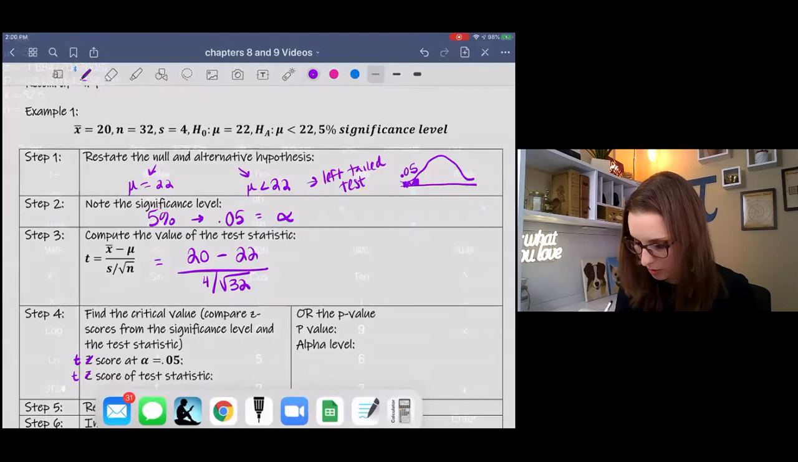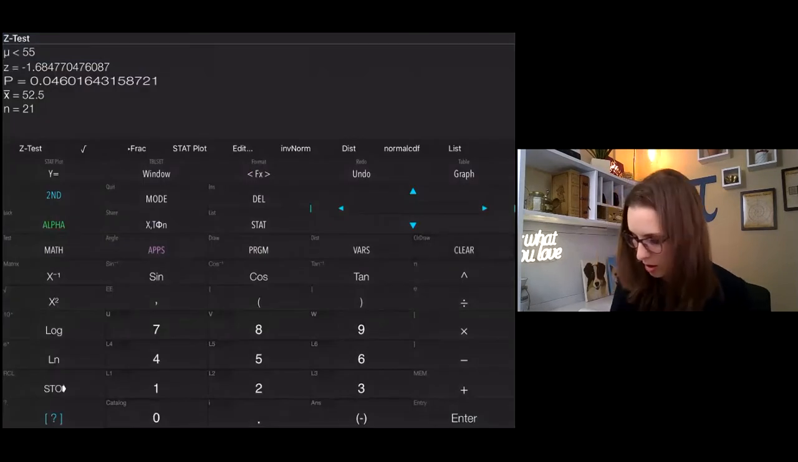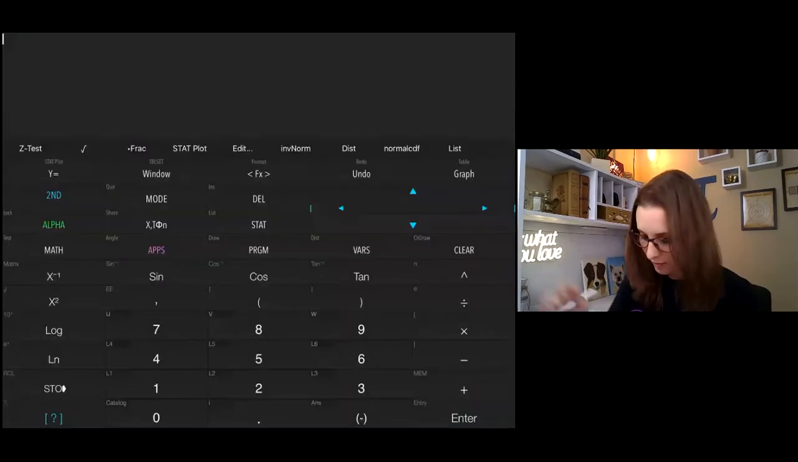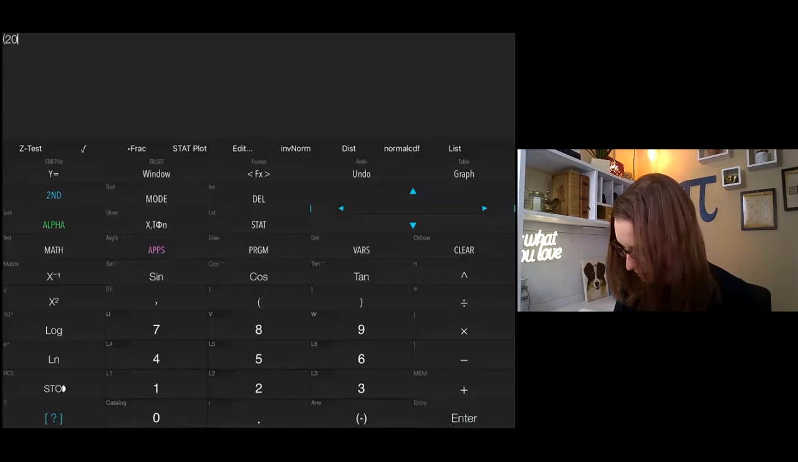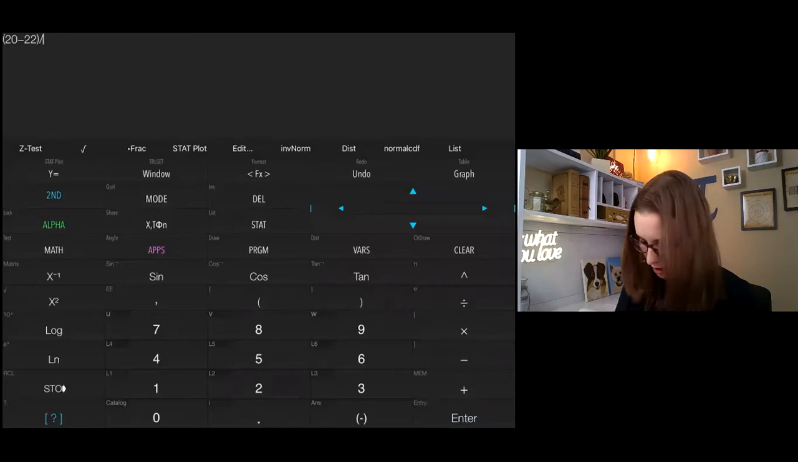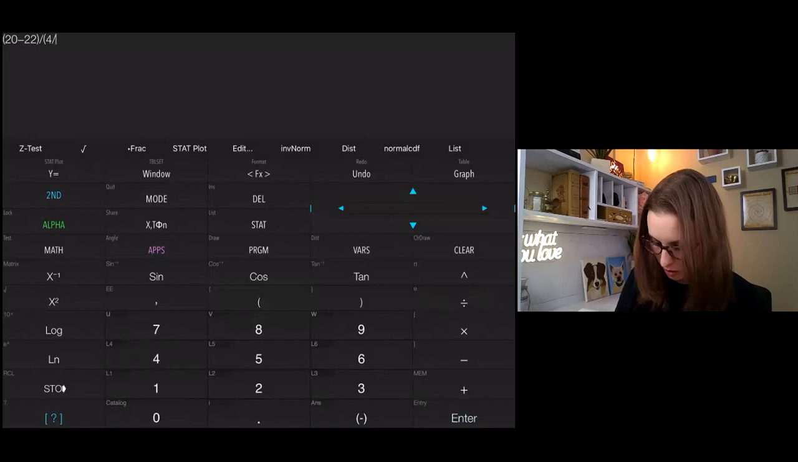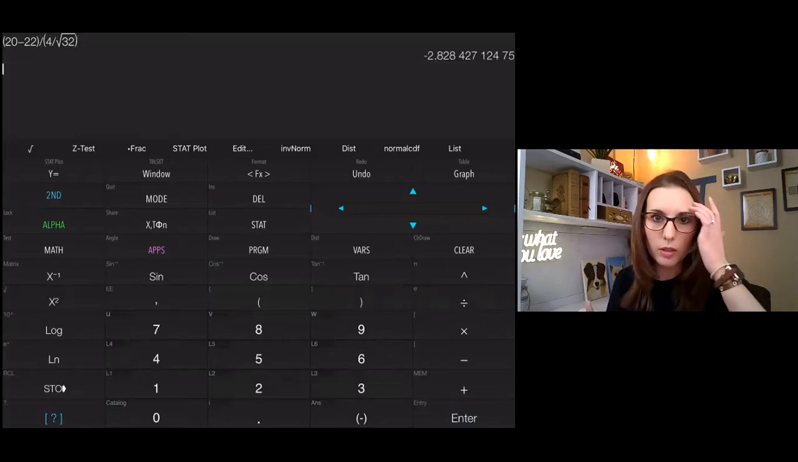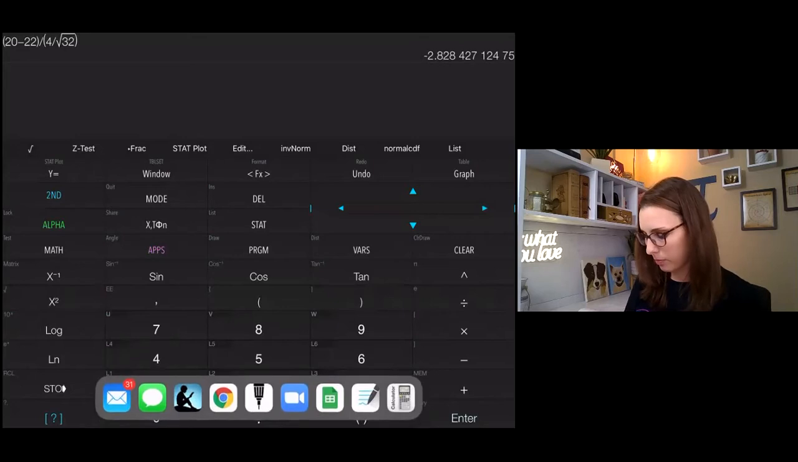Go here so you can see what I'm typing in. Okay, we have 20 minus 22 over 4 divided by square root of n. Get it out of the square root. Hopefully that worked. I think I'm good. Negative 2.83. This was a little off.